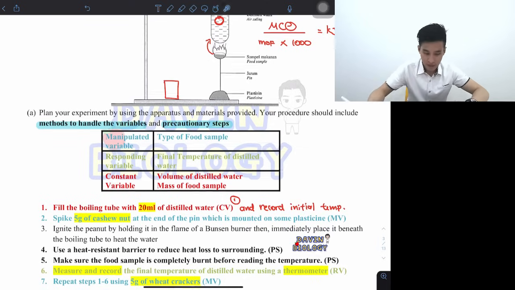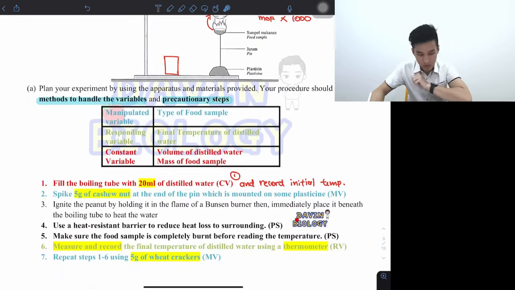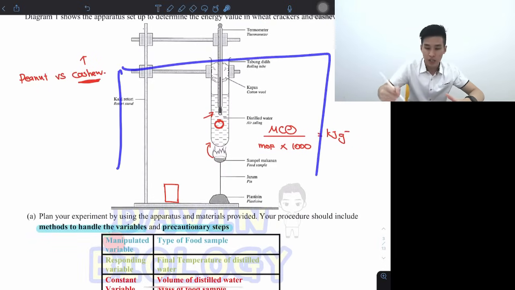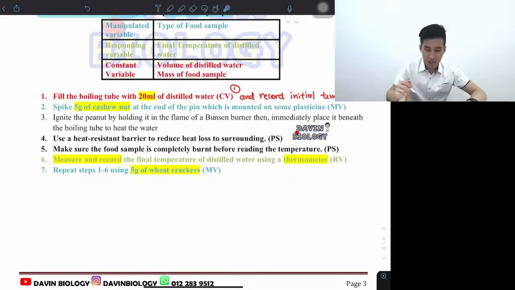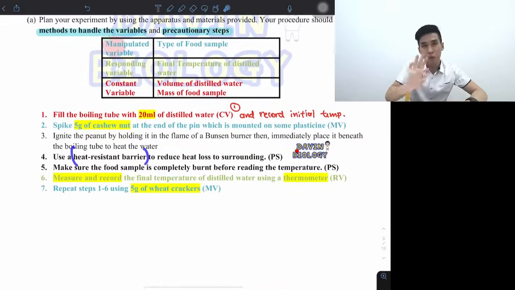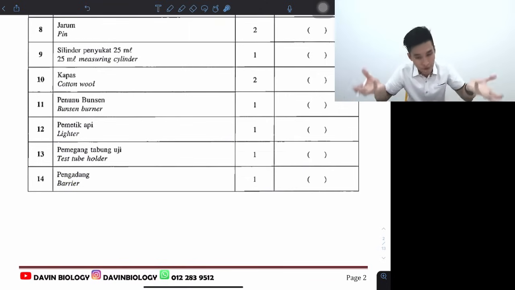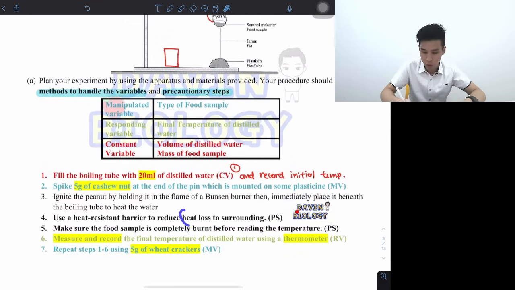Then after that, now these 2 are your precautionary steps. I give you 2 precautionary steps. Number 1, most of us should know. We use a heat-resistant barrier, like a shield to surround your apparatus setup. If you cannot remember, don't worry. Usually your list of apparatus and materials they will give you one. They'll say barrier, so you can just follow the word. Use a barrier. Place a barrier around your apparatus to reduce heat loss to surrounding.